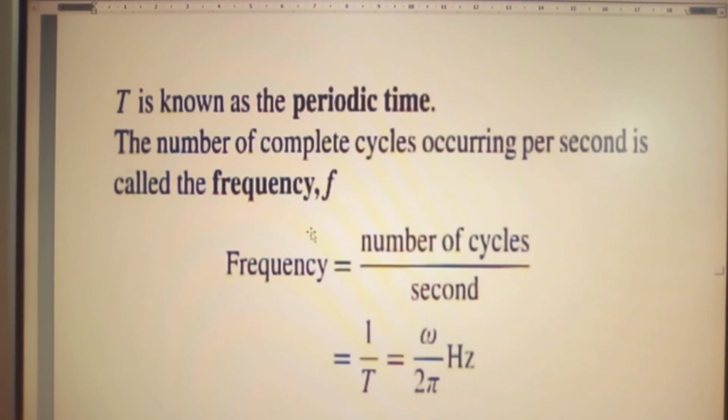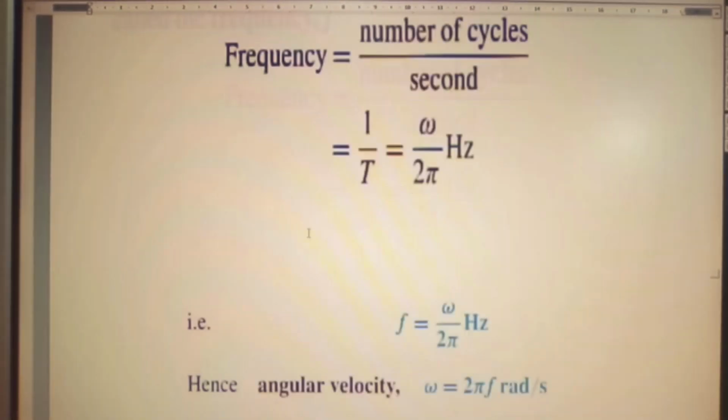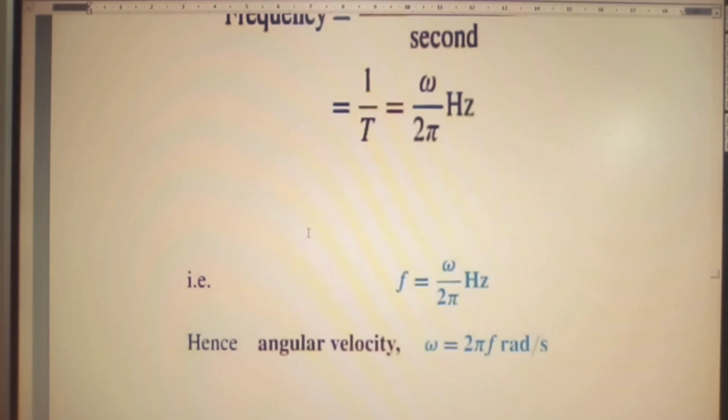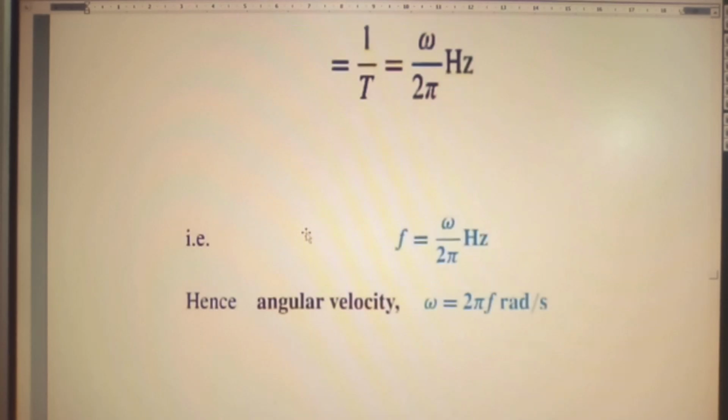F equals 1 over T equals omega over 2 pi in regard to hertz. Okay, so just showing you a different way of calculating. And you have hence angular velocity equals omega equal to 2 pi f in radians per second.